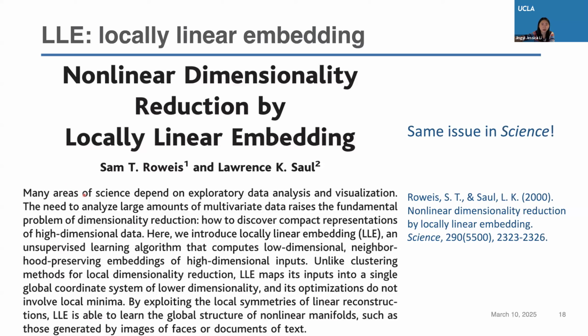Okay, let's also read the abstract. Many areas of science depend on exploratory data analysis and visualization. The need to analyze large amounts of multivariate data raises the fundamental problem of dimensionality reduction: how to discover compact representations of high-dimensional data. Here, we introduce LLE, an unsupervised learning algorithm that computes low-dimensional, neighborhood-preserving embeddings of high-dimensional inputs. Unlike clustering methods for local dimensionality reduction, LLE maps its inputs into a single global coordinate system of lower dimensionality, and its optimizations do not involve local minima. By exploiting the local symmetries of linear reconstructions, LLE is able to learn the global structure of nonlinear manifolds, such as those generated by images of faces or documents of text.